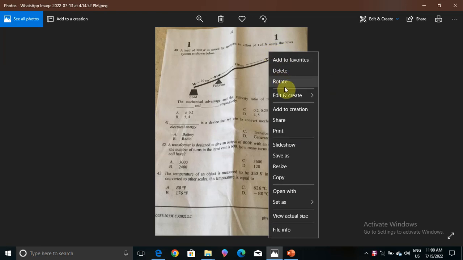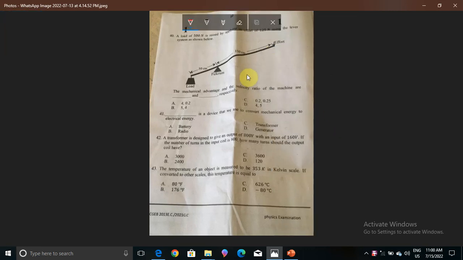First of all, you calculate to find the numbers. What do we have here for mechanical advantage? Mechanical advantage will be 500 Newton over 125, because it is load over effort. 500 over 125. So the answer will be 4.